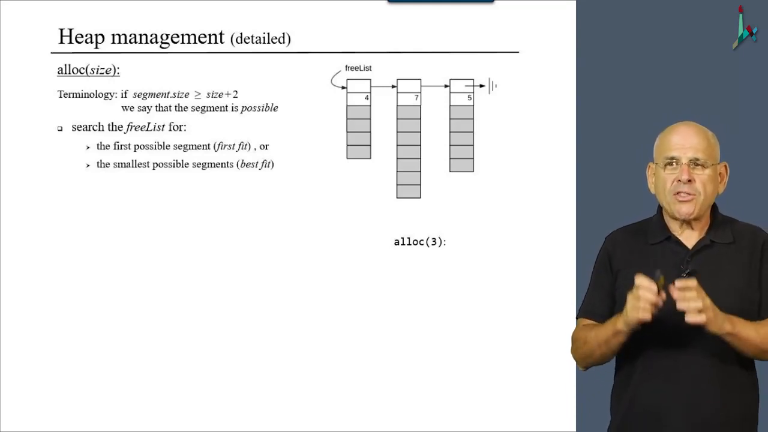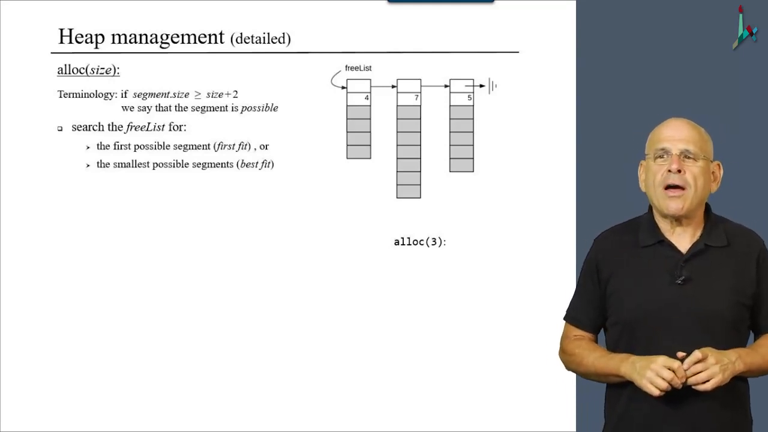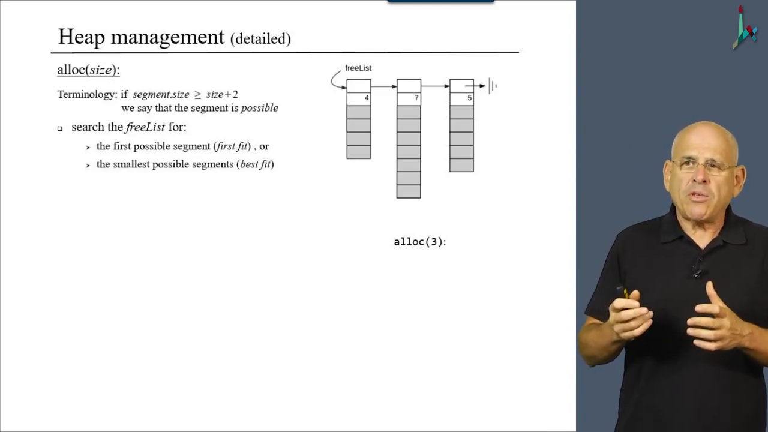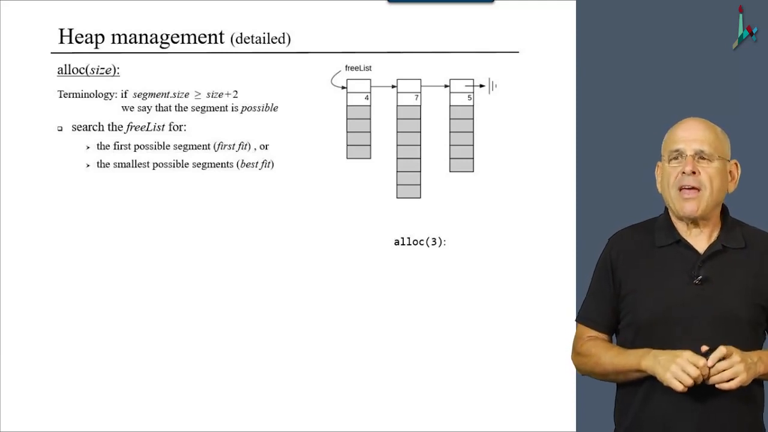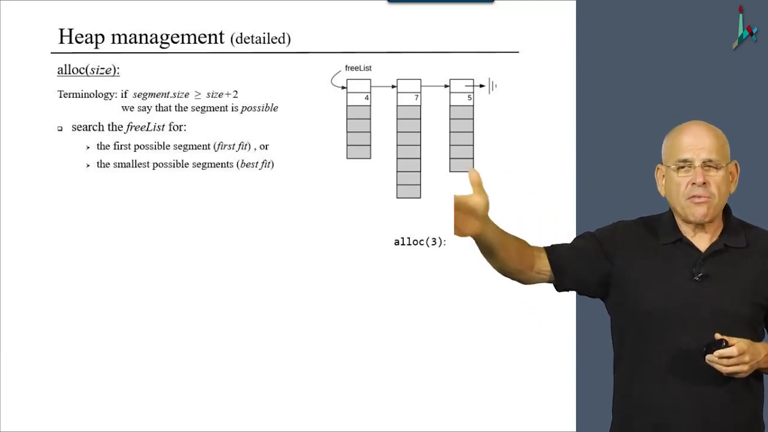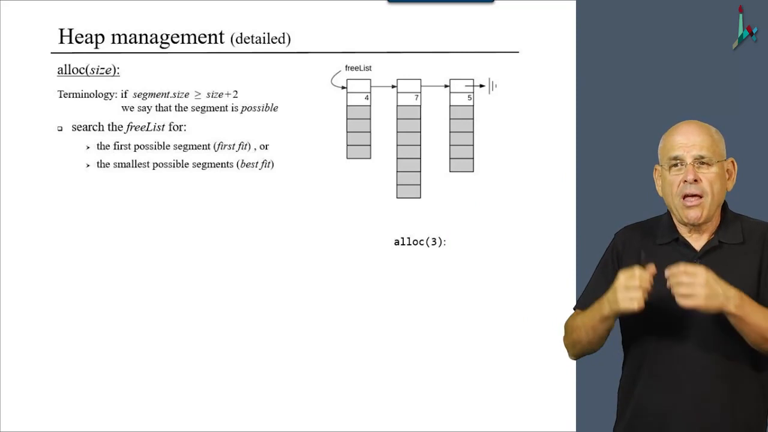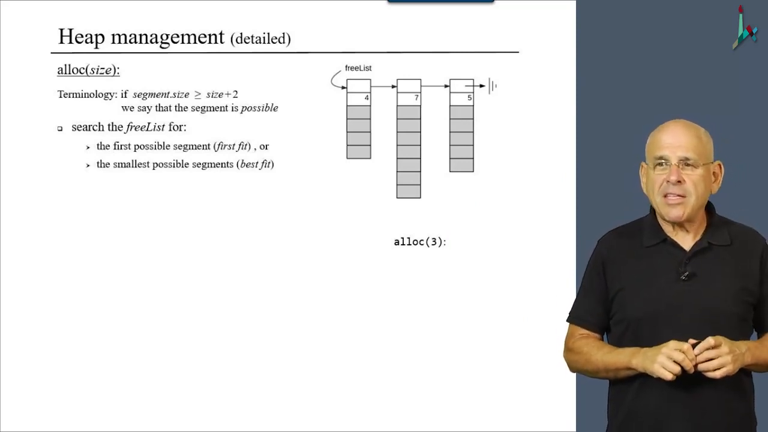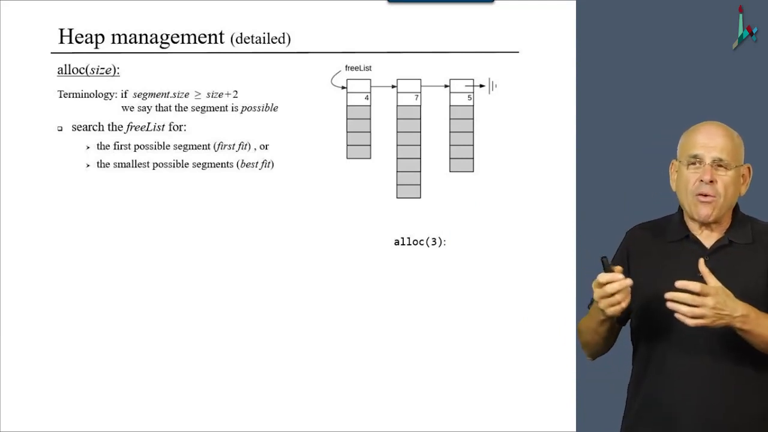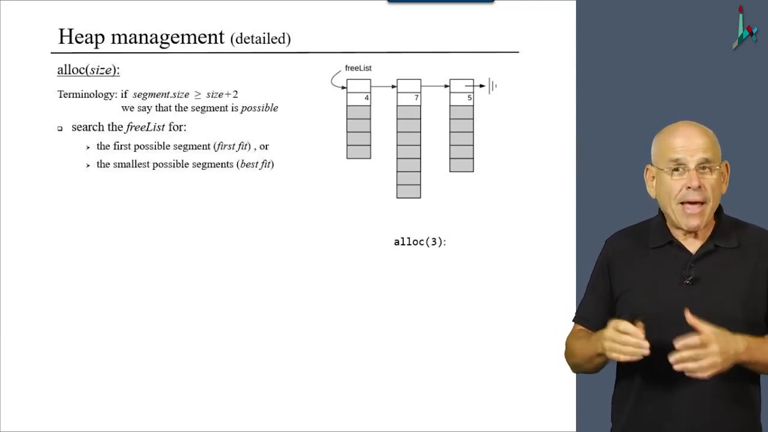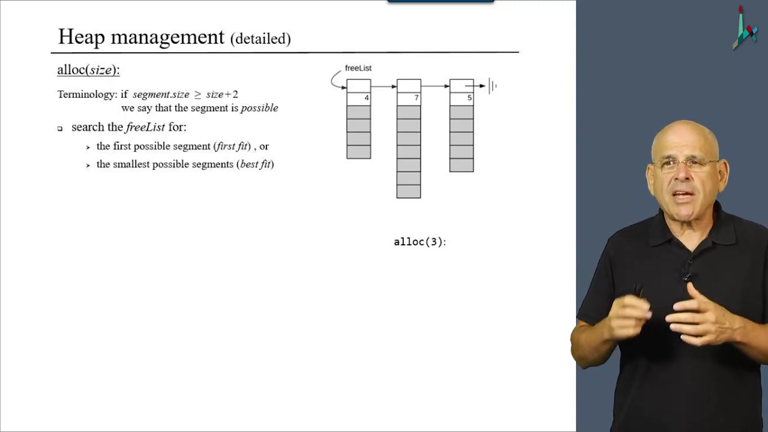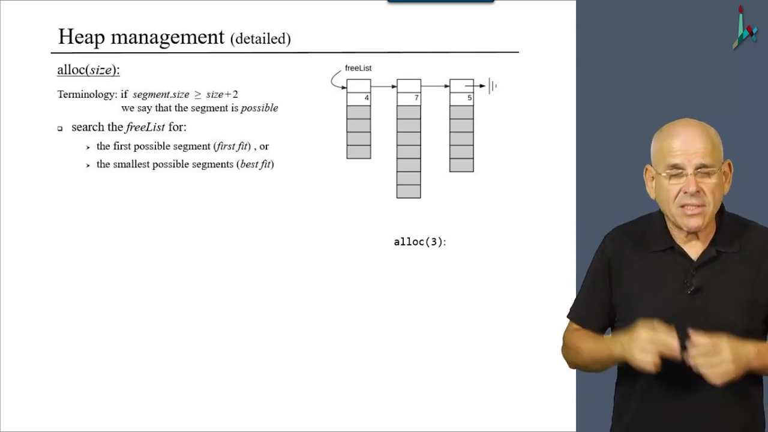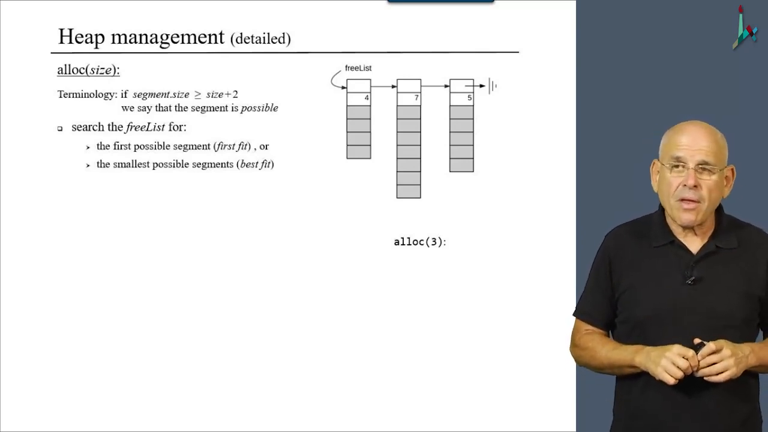So we're going to search the free list for one of two different possibilities. There's one algorithm which is called first fit, and this algorithm marches through the free list and looks for the first possible segment that is found. And then there's another algorithm, very similar, which is called best fit, which looks not necessarily for the first segment, but rather for the smallest possible segment.